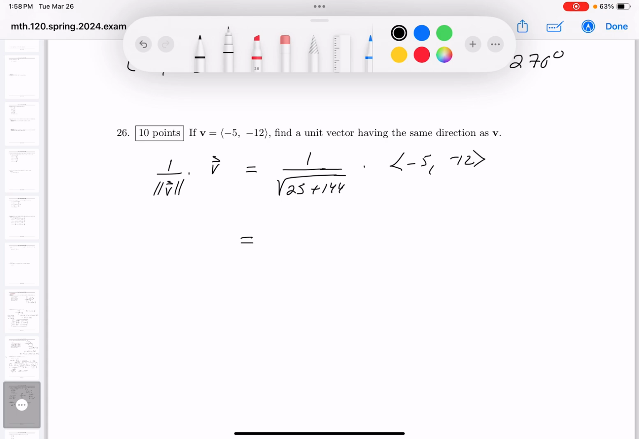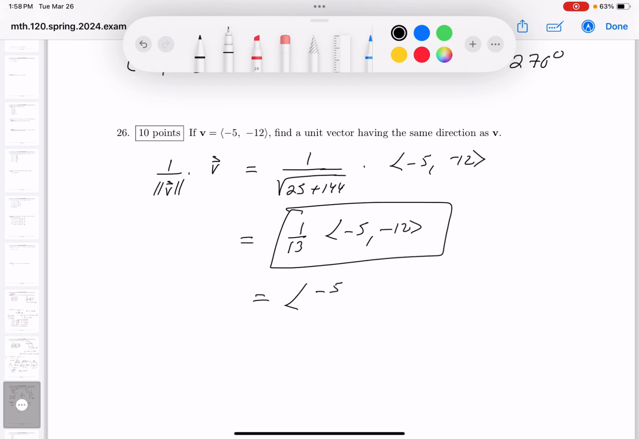Right now, the arithmetic doesn't look that bad, by the way. 25 plus 144 is 169, and the square root of 169 is 13. So it's going to be 1/13 times minus 5, minus 12. Now, by the way, if you want to put that answer down, you can. I'm going to write it a little differently, as minus 5/13, comma, minus 12/13.